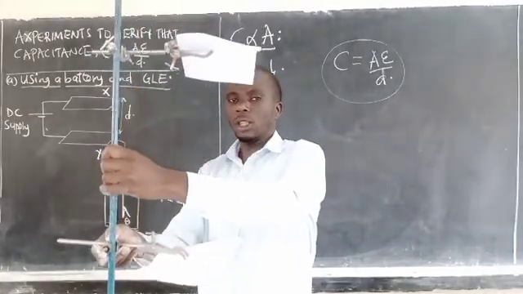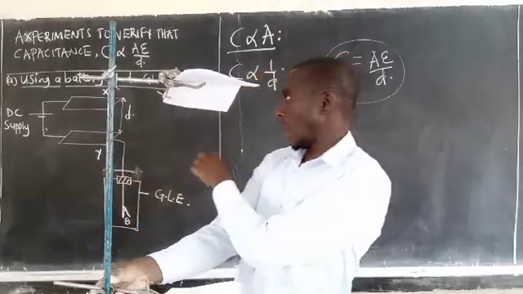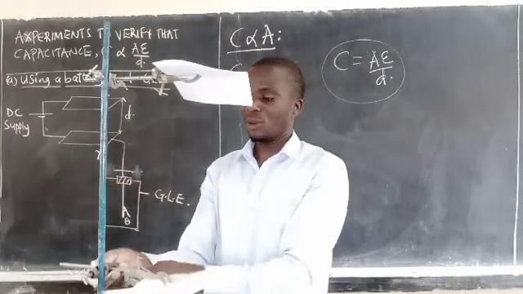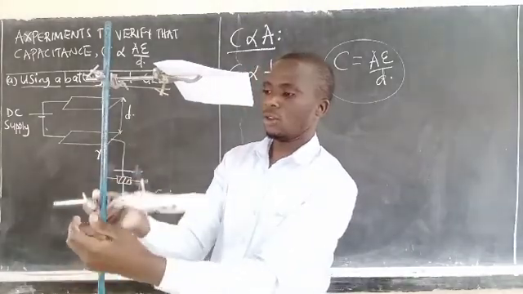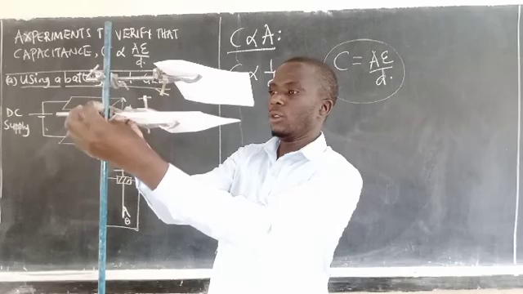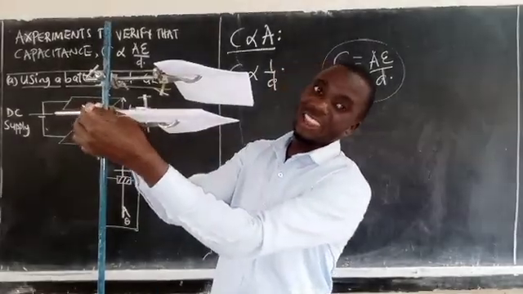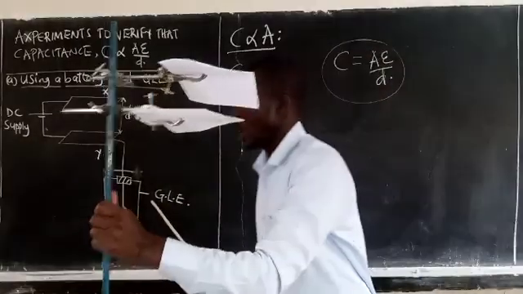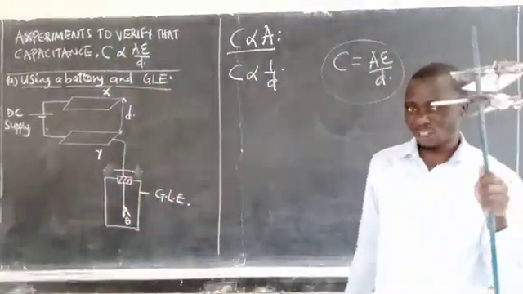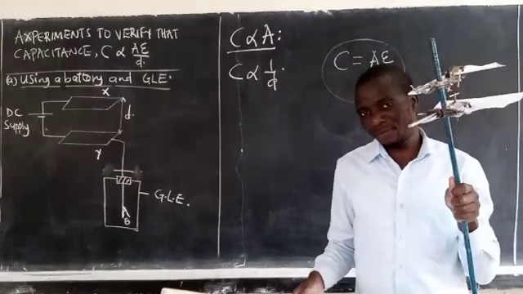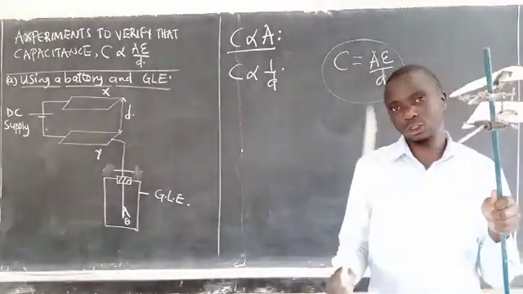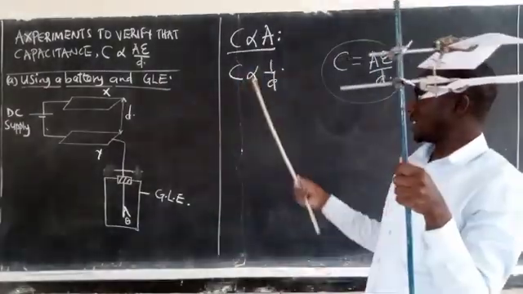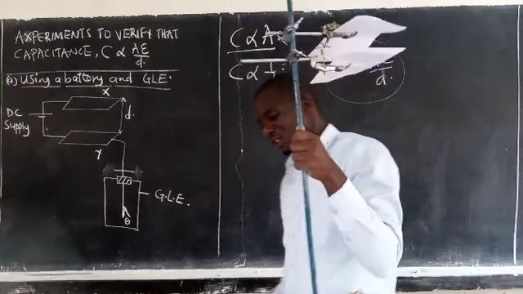Okay, what happens when you increase the D? You'll find that the deflection is reducing. And when you reduce the D, up to that level, you'll find that you are getting a high deflection by the GLE. What does that mean? That means that as you increase the distance, capacitance reduces, and as you reduce the distance, capacitance increases. Therefore, capacitance is inversely proportional to D.